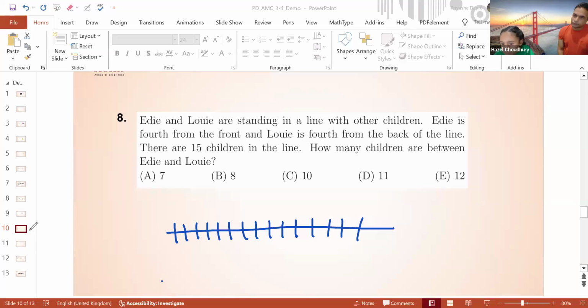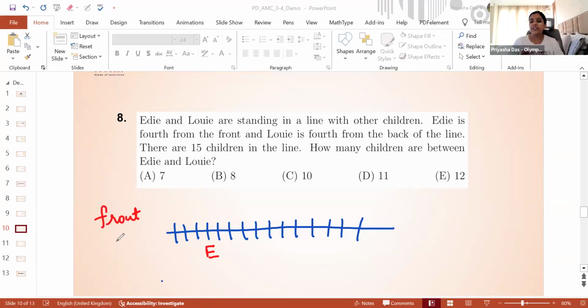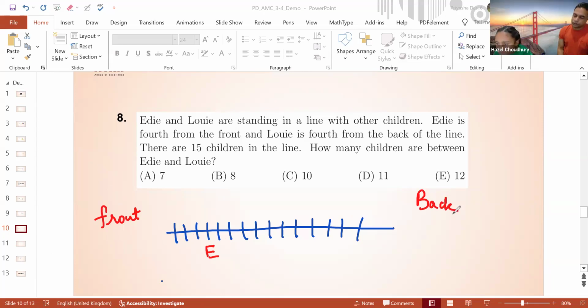And then Eddie and Louis stand in line. Eddie is fourth from the front. So it's this way. Right side is the front. Where will Eddie be now? We will consider that the left-hand side is our front, and the one where we are stopping is our back.